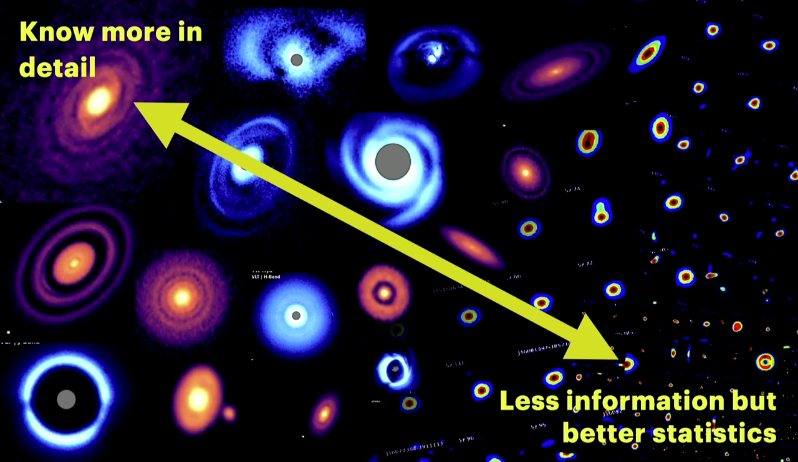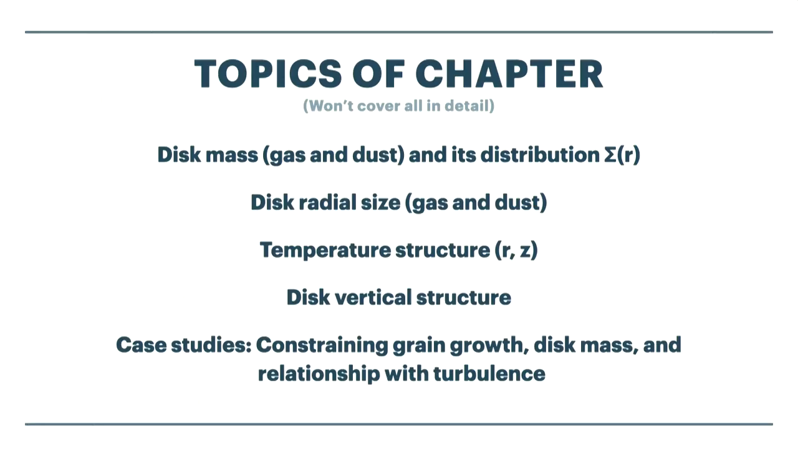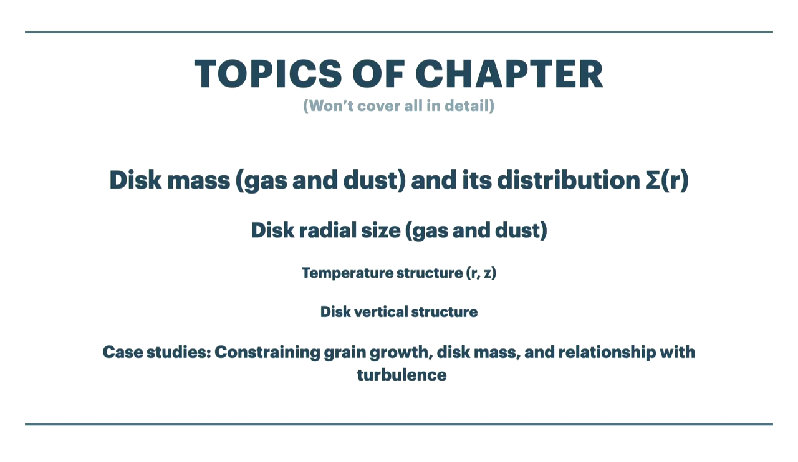All right, so the topics of our chapter, the properties we focused our effort on, are listed here, but I should actually probably list them like this based on how I'm gonna spend the time. So first I'm gonna spend most of the time on discussing disk mass and its distribution, so sigma. I'll talk about how we measure disk radial size, both in the gas and the dust. I'll briefly touch on the temperature structure as well as the vertical structure of disks, and we have a few case studies sort of embedded in here on grain growth, how we estimate disk mass and the parameters it depends on, and relationships with turbulence.